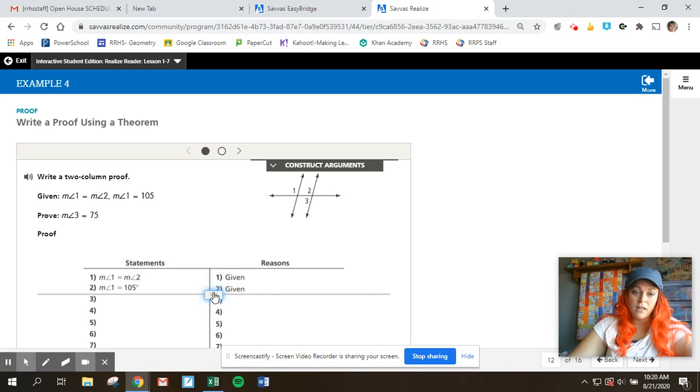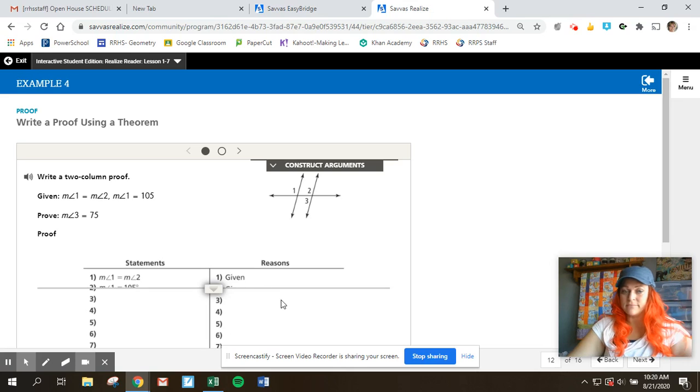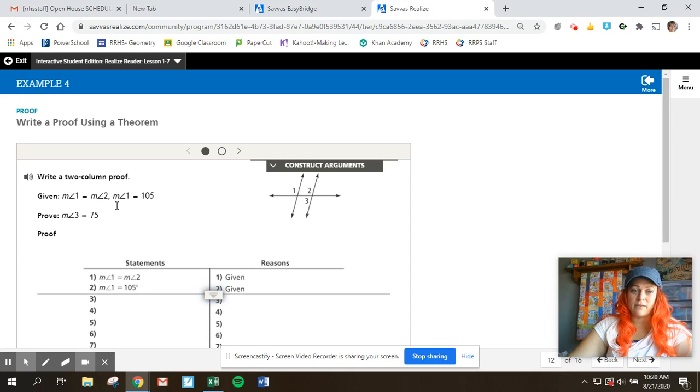They didn't. Oh no, what do I do? But look closer. They did. Measurement of angle 1 equals measurement of angle 2. They wrote it in step 1. They wrote the next part in step 2. So sometimes the given doesn't look exactly how it's written, but it is. It's the exact information, just they might have broken it up.